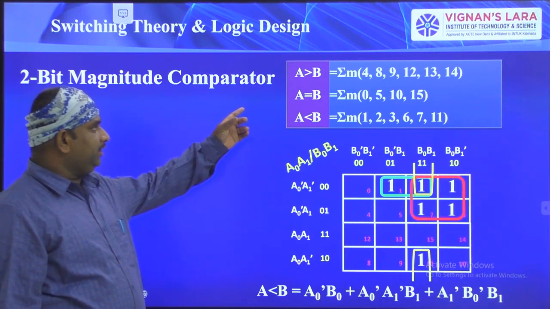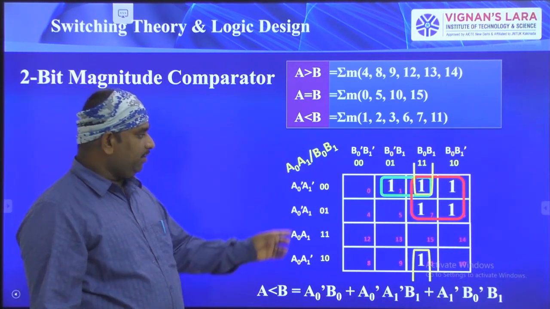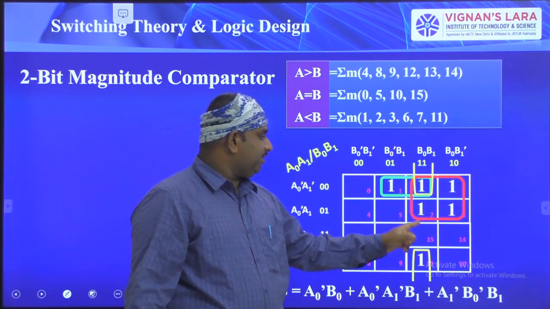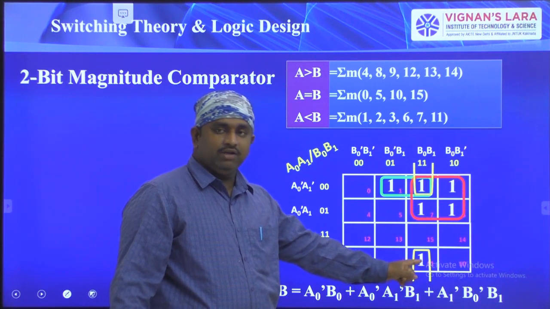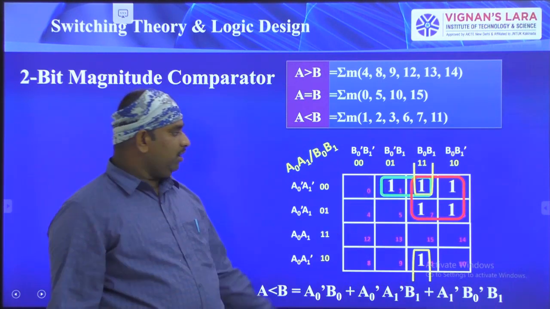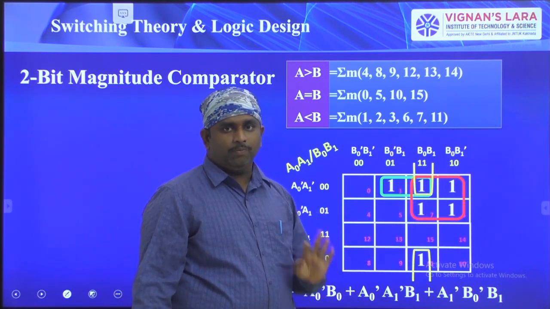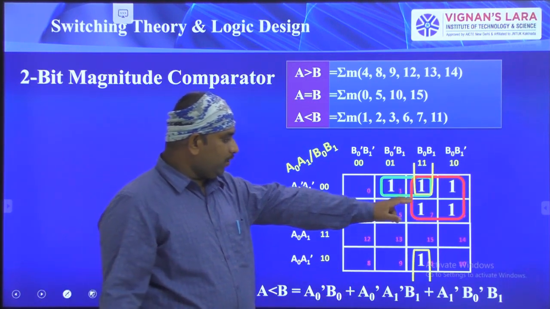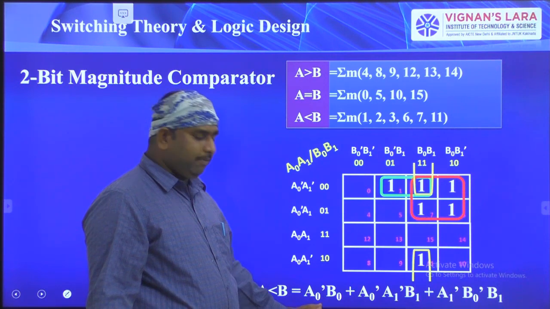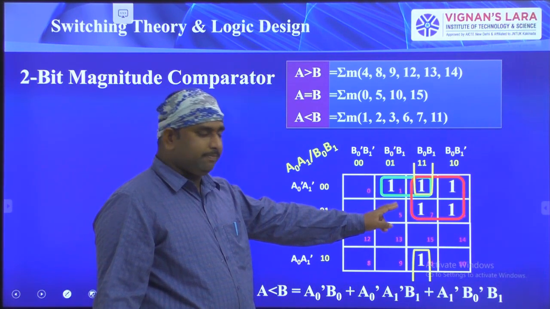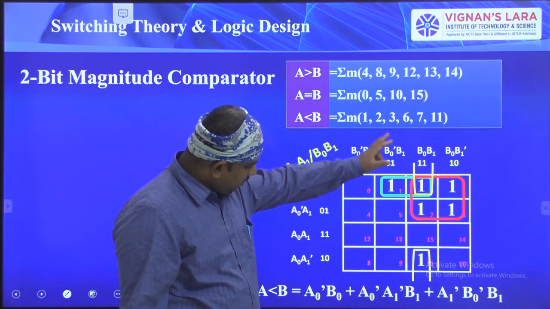Okay, right. Next, coming to the third combination, A less than B. For A less than B, 1, 2, 3. So see here, 1, 2, 3. Next 6, 7. Next 11. So these are the ones we have represented. For these ones, we have framed one quad group and two pair groups. The one quad group is representing A0 bar, B0 plus A0 bar, A1 bar, B1. So that is the representation for this.